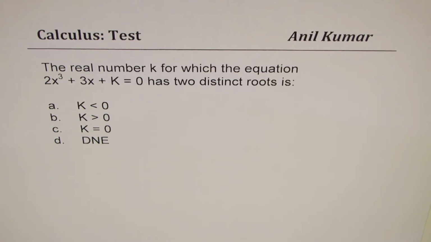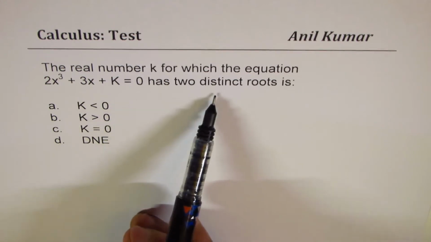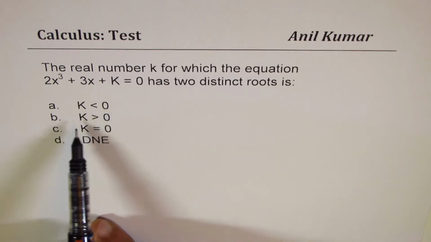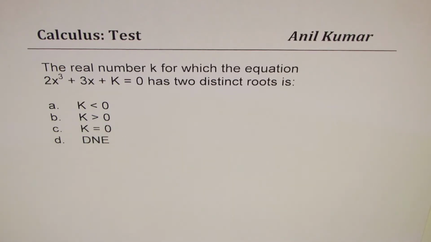The question here is: the real number k for which the equation 2x cubed plus 3x plus k equals 0 has two distinct roots is, k less than 0, greater than 0, equal to 0, or it does not exist. So that's the question for you. You can always pause the video, answer the question, and then look into my suggestions.